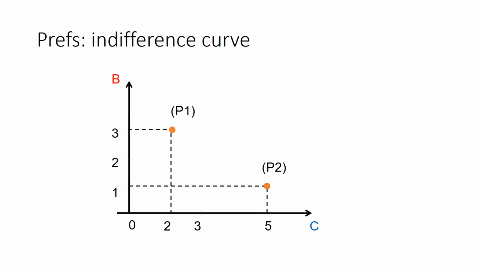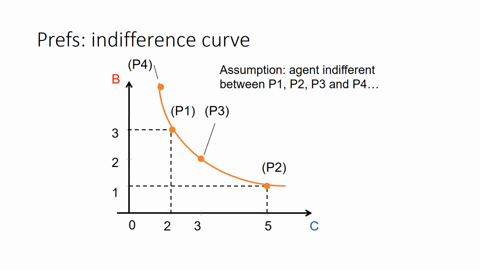We can draw more combinations of books and concerts for which the consumer is indifferent. So here we're going to draw P3 and P4. And if we connect all of these points, well, we're going to draw what is called an indifference curve. So an indifference curve is a combination of all the baskets of goods, which essentially give the same value to the consumer.